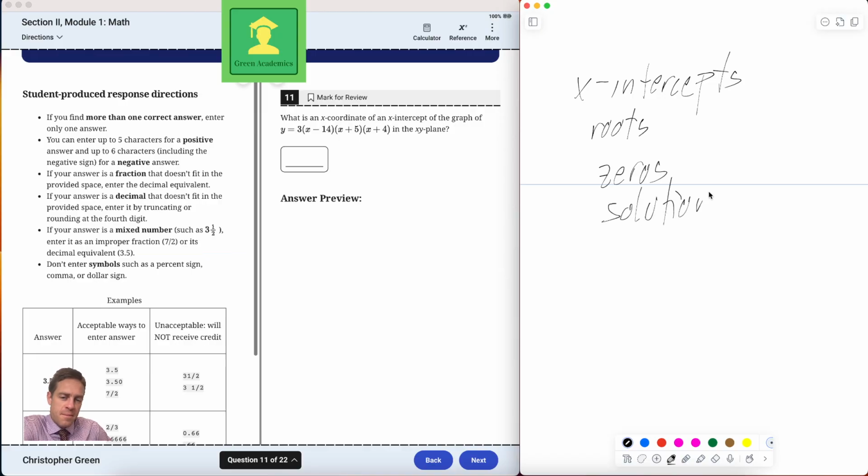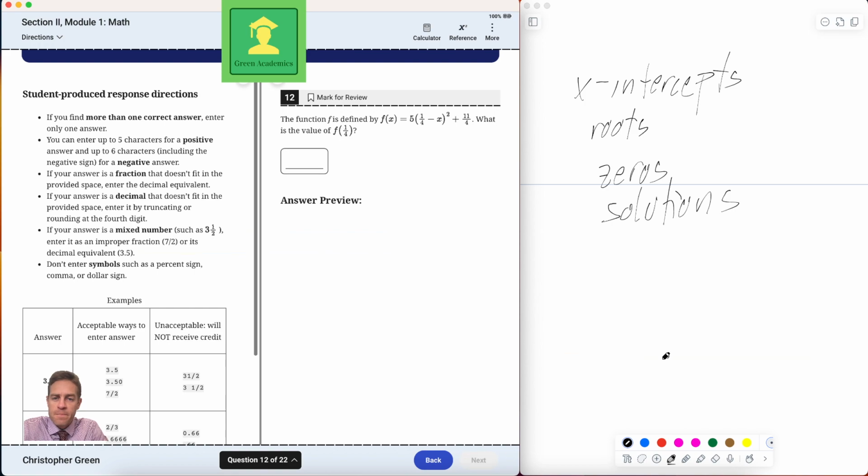They're the things that make it true that you get 0 as y, which is either 14 or negative 5 or negative 4. I'm going to put 14. You could have, of course, just graphed this on Desmos also.